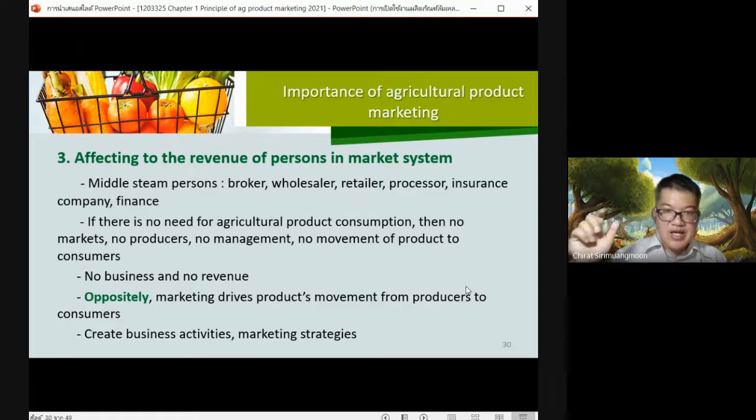So agricultural products marketing is very important because it creates the need, it creates the chain of reactions of the production. Conversely, marketing drives product movement from the producer to the consumers and creates the business activities and marketing strategies.